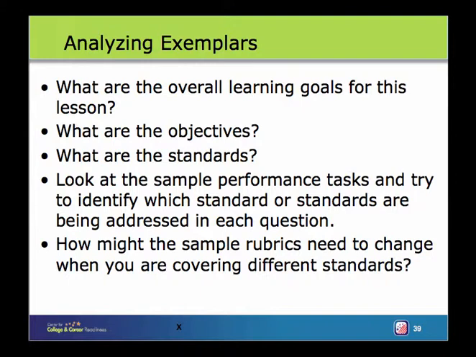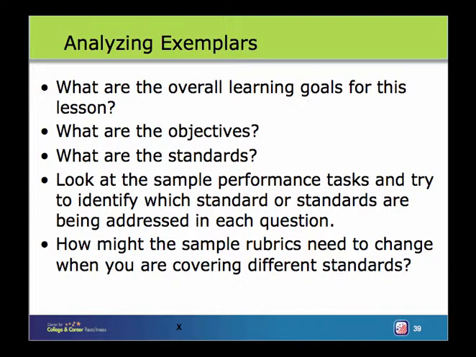Do you have sample performance tasks ready to go so that you can say to a student, I need you to be able to do something like this? Do you have rubrics ready to show students what that expected level of understanding means? And of course, do your students understand how to change what they're doing to move up in the rubric?